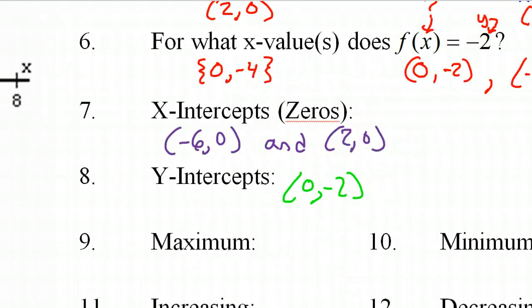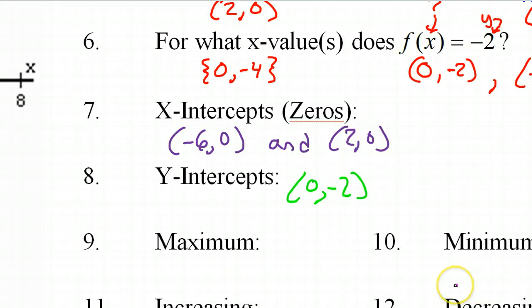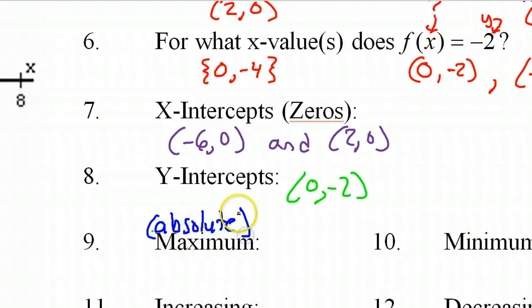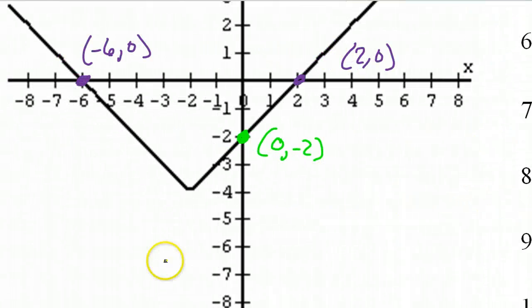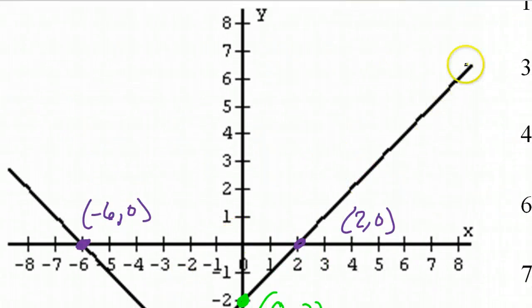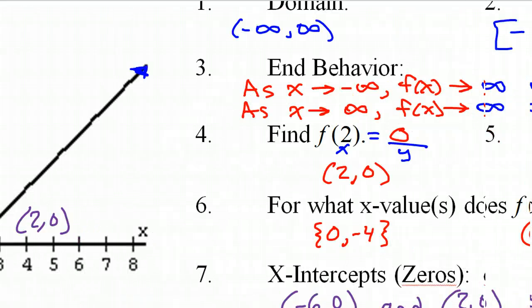Now let's talk about the maximum and the minimum. The maximum is sometimes known as the absolute maximum, so I'll just put that in parentheses. If I say absolute maximum or just maximum, either way I'm talking about the highest point on the entire graph. But the thing is, this graph goes up forever. So there is no highest point. It just keeps going. So there is no maximum.